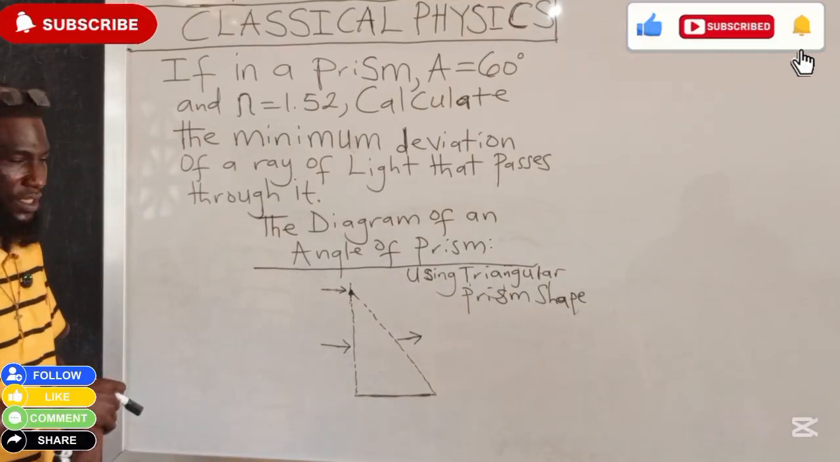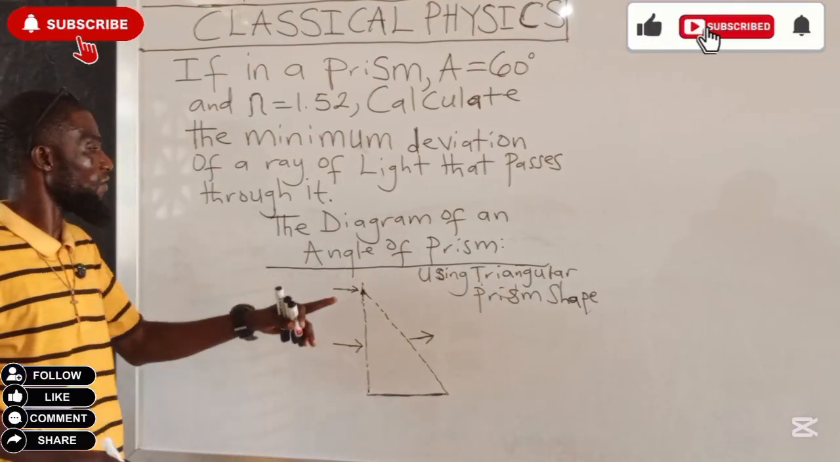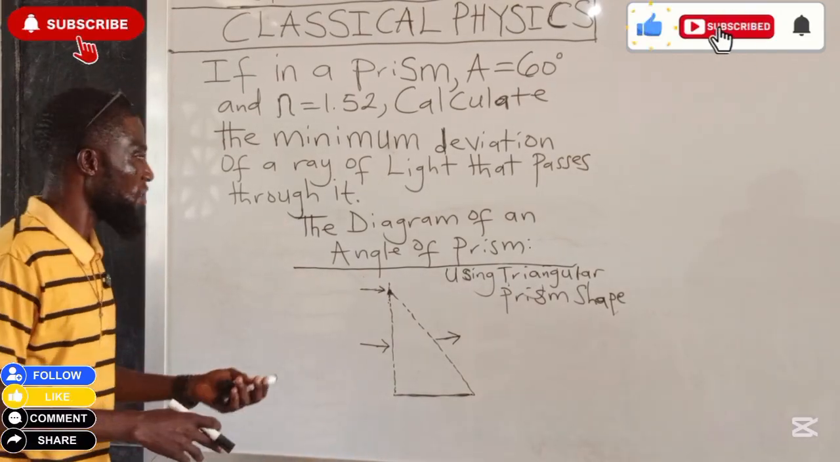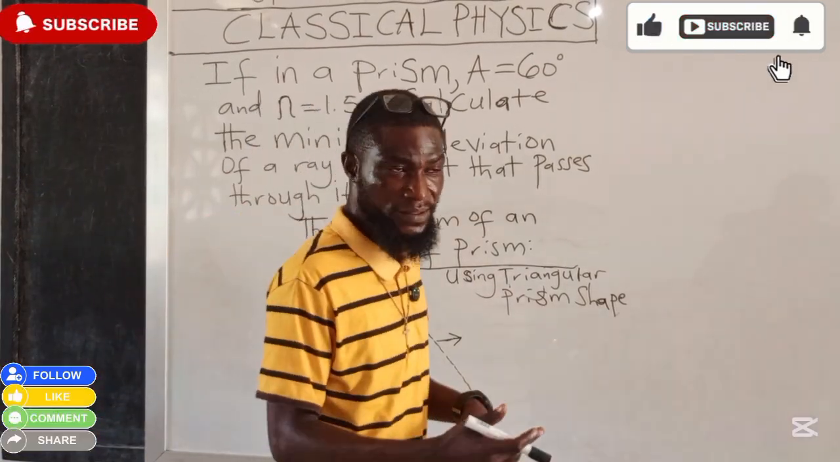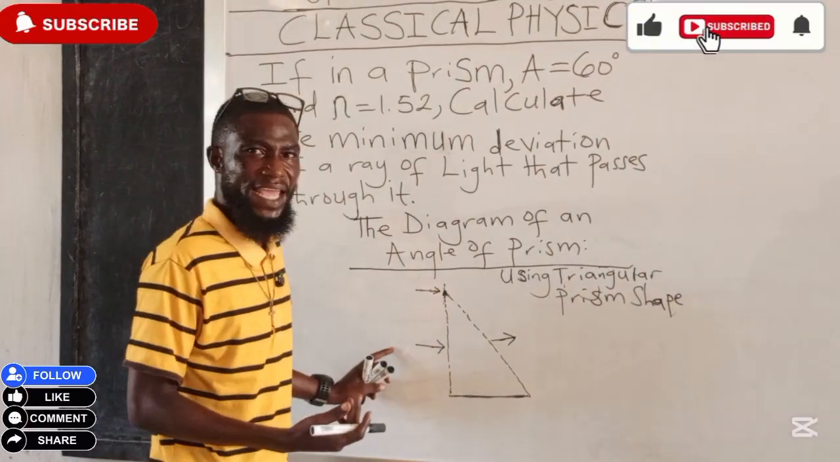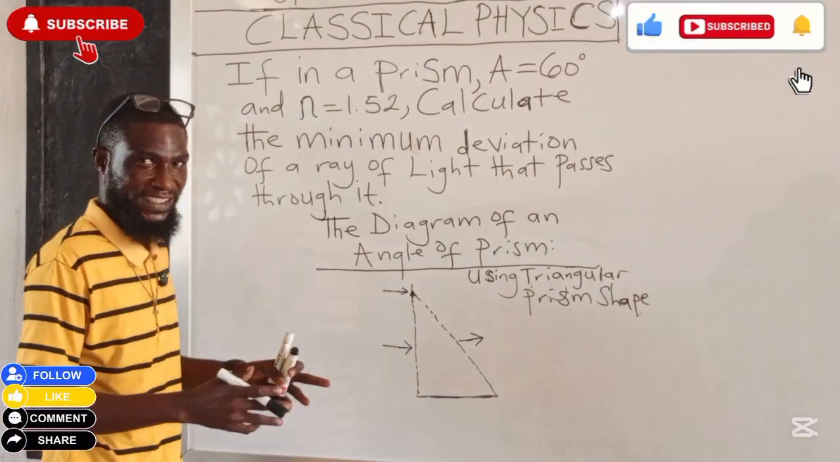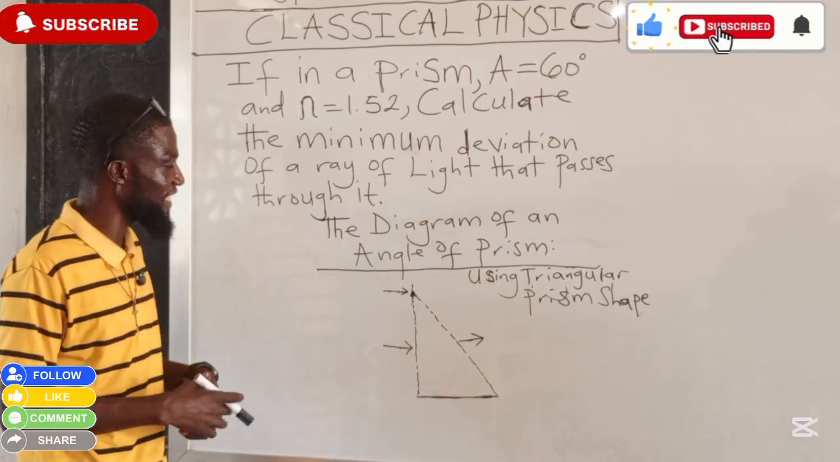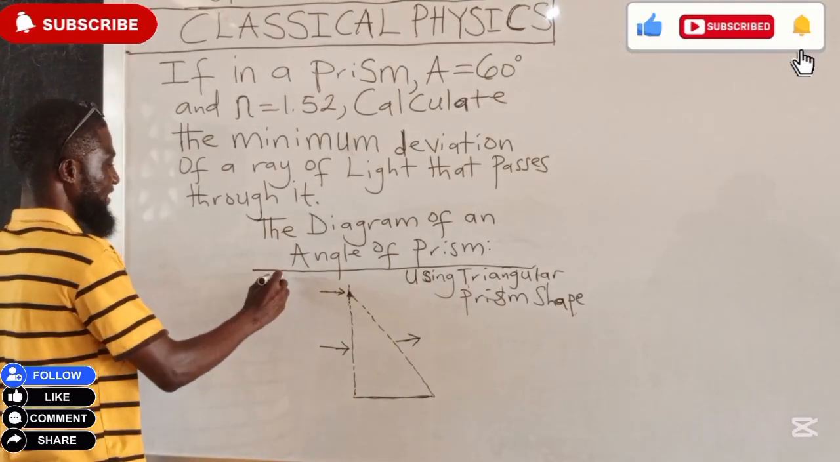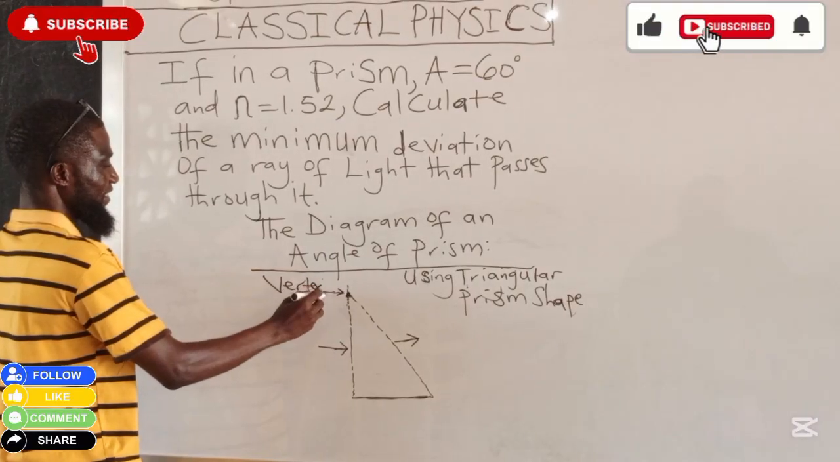On our diagram today, we have the diagram of an angle of a prism. Why is it called the diagram of an angle of a prism? It is called that because angle A is formed between two refracting faces of a prism.